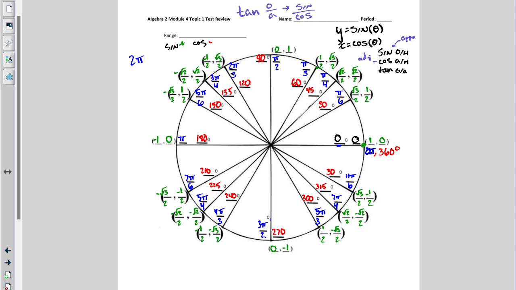And so to find the tangent of these angles, which I'll do on the outside here, all you have to do is divide the y thing divided by the x thing, okay?